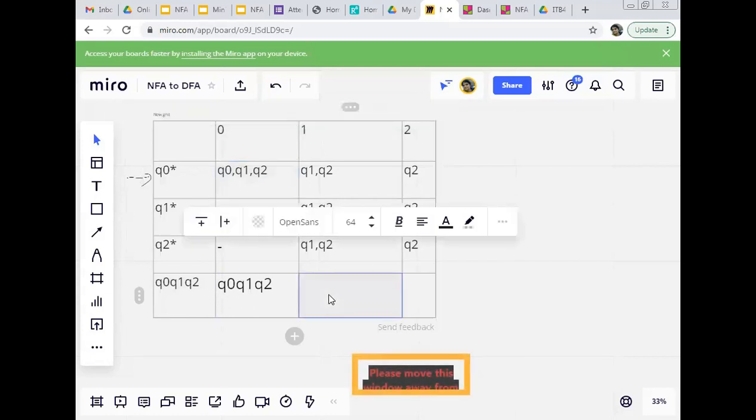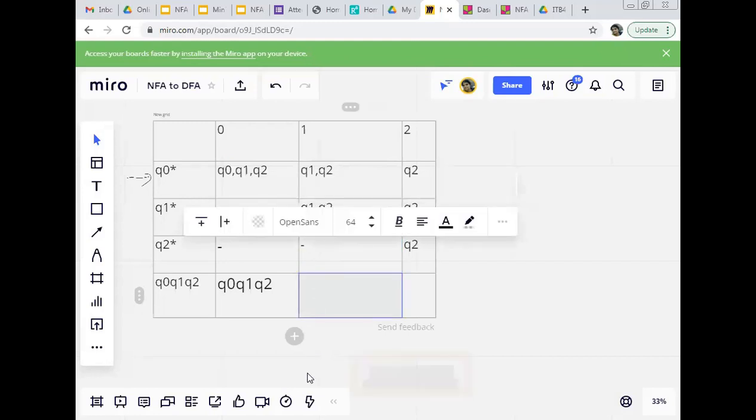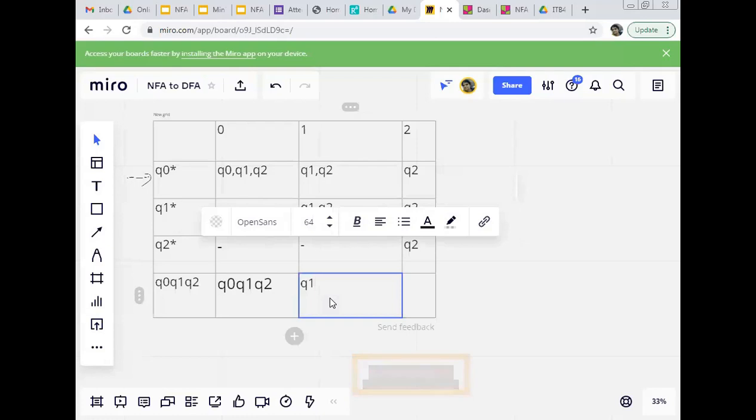Now Q0, Q1, Q2 on 1. What is the answer? Q0 on 1, union Q1 on 1, union Q2 on 1. What will be the answer? What is the final answer here? What should I write here? Students, what should I write here? Q0 on 1, union Q1 on 1, union Q2 on 1. Yes, it is Q1, Q2.